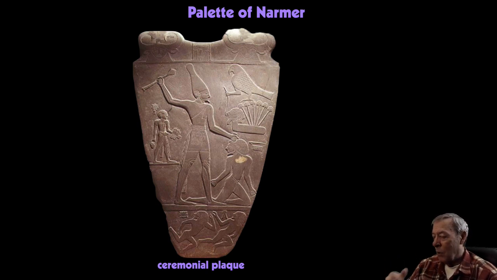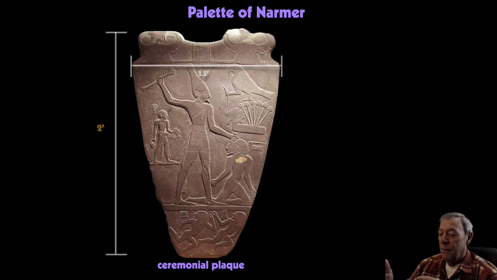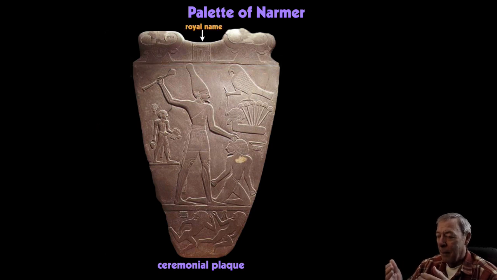This is a ceremonial plaque, okay, carved in relief, a very thin slab of stone that is approximately 2 feet high and about 1.5 feet wide, okay? It's in the Cairo Museum today. What this is important for is because it records some very important information about this early dynastic period and the military unification of Egypt. So what we've got here at the top is the royal name.